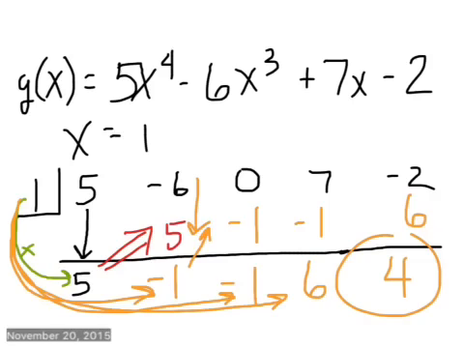So if I were to put 1 in for Alana's problem to begin with, 5 times 1 to the 4th is 5. 6 times 1 to the 3rd is 6. 7 times 1 is 7. Minus 2. 5 minus 6 is negative 1. Plus 7 is 6. 6 minus 2 is 4. I get the same answer if I do direct substitution as compared to synthetic. And you should.